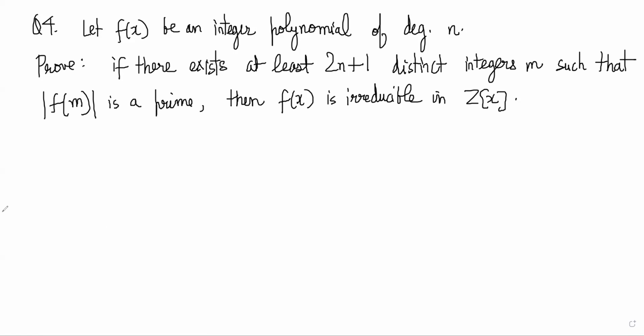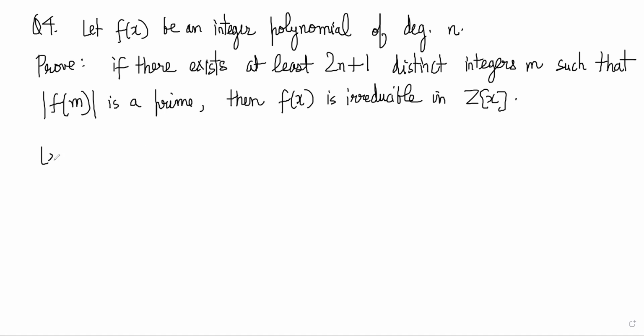Okay, so we have an integer polynomial of degree n, and we have to say that if there exist at least 2n plus 1 or more distinct integers m such that the absolute value of f of m is a prime, then f of x is irreducible. Again, we'll try a proof by contradiction.